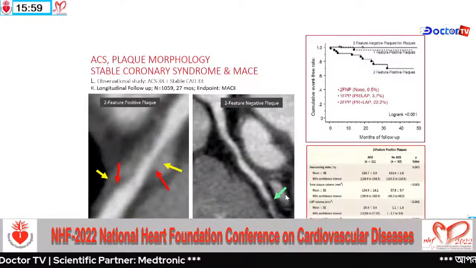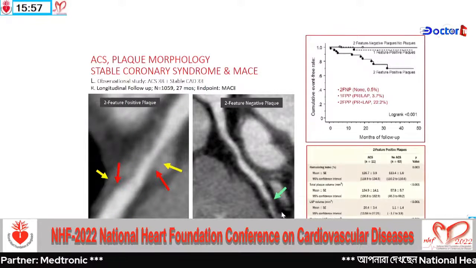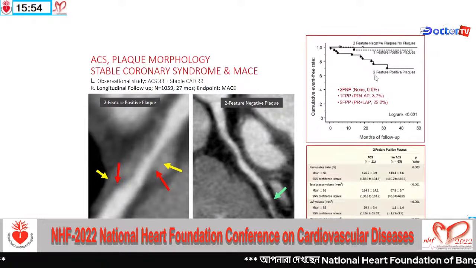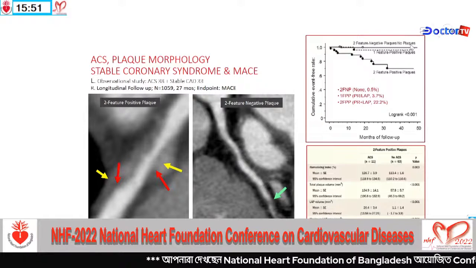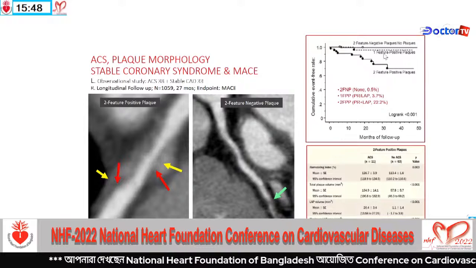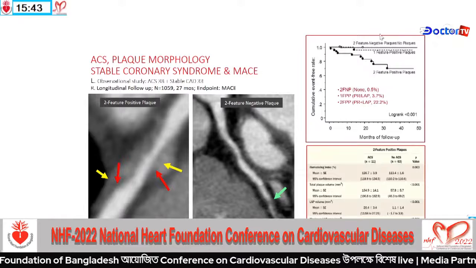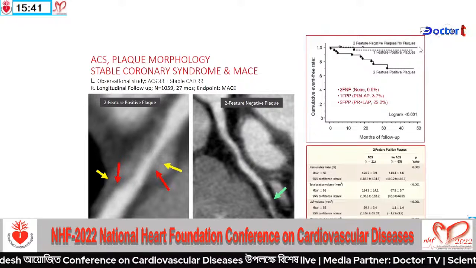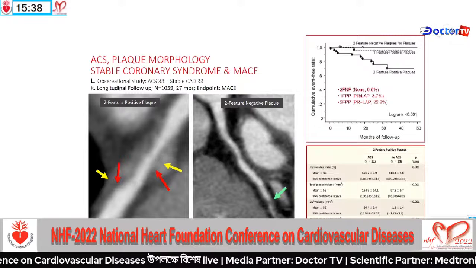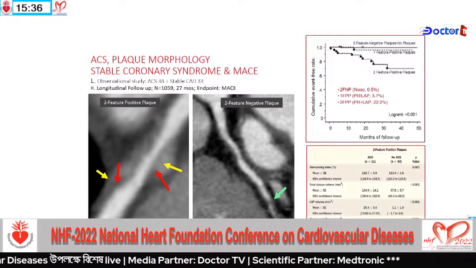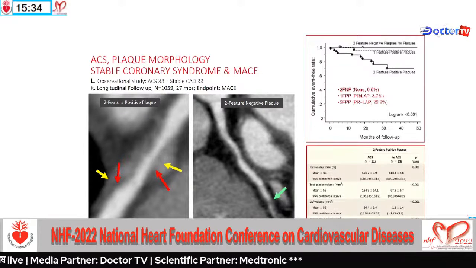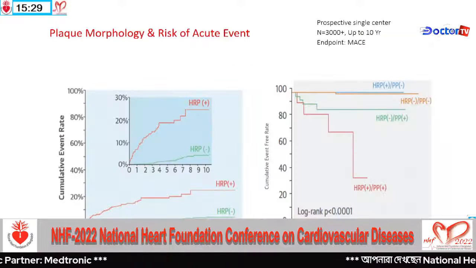On the other hand, a stable plaque, as you can see in the right-hand panel, has no positive remodeling and no low attenuation plaque, and these are the stable plaques. So these two feature-positive plaques, as compared to the stable plaques, have a 45 times higher likelihood of having an acute event as compared to the plaques which do not have positive remodeling or the presence of low attenuation plaques. So the larger the necrotic core, the larger the positive remodeling, the greater is the likelihood of having an event, and the earlier is the likelihood of having an event.